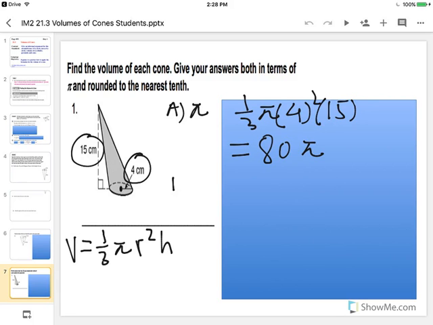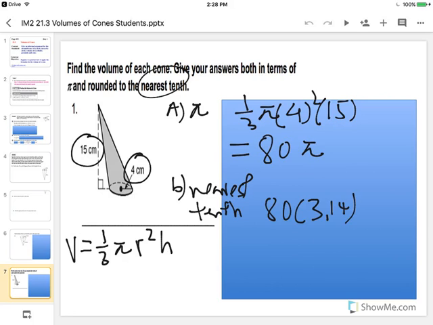So then part B, they want us to round it to the nearest tenths. So then you can change your pi to 3.14. So this is roughly 251.3, and this is in centimeters cubed.